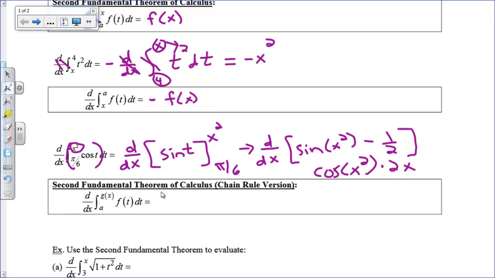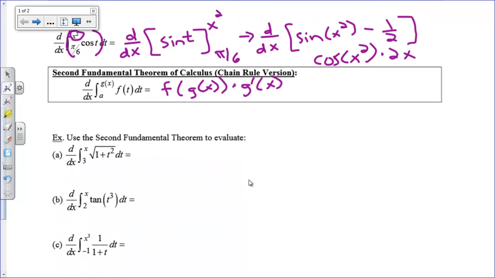So the second fundamental theorem of calculus chain rule version looks like this. The derivative of an integral from a number up to a function of x, of f of t dt, will be f of g of x. The first thing you do is plug in g of x for all of your t's, then multiply that times the derivative of g. Let's take a look at a couple examples here.